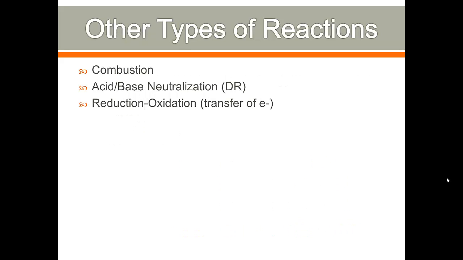Other types of reactions, again, combustion, which we'll discuss in class. The acid-base neutralization, which is essentially a double replacement reaction, but always ends up with a salt and water. And reduction oxidation, which again can look like double replacement or single replacement depending, but it needs to show a transfer of electrons.